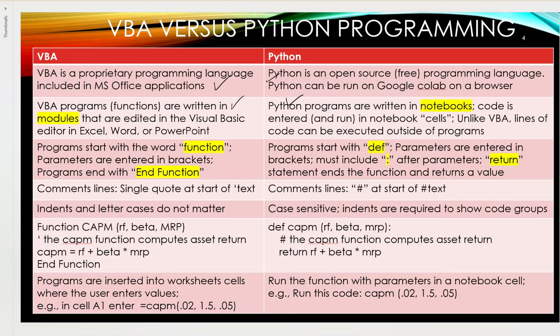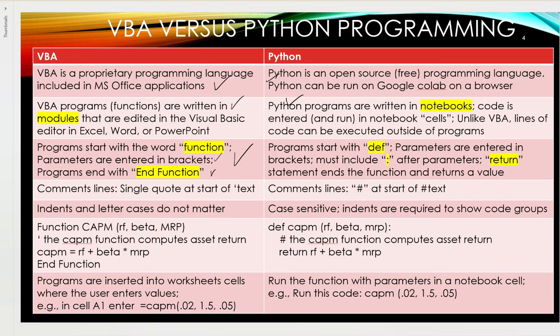However, we're going to start writing programs, and then I'll show you later how you can just run lines of code one at a time. If you are writing a program in VBA, you always start with the word function. You then give it parameters in brackets, and then you end the program or function with the words end function.